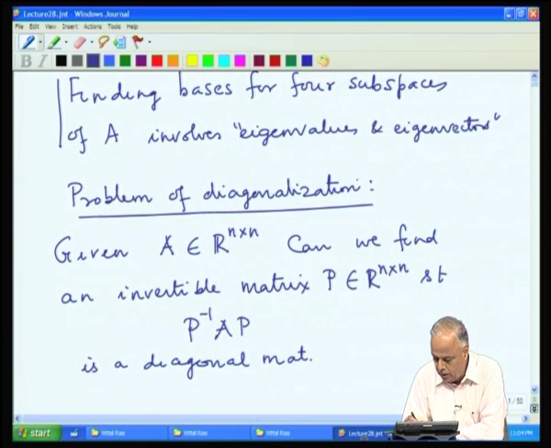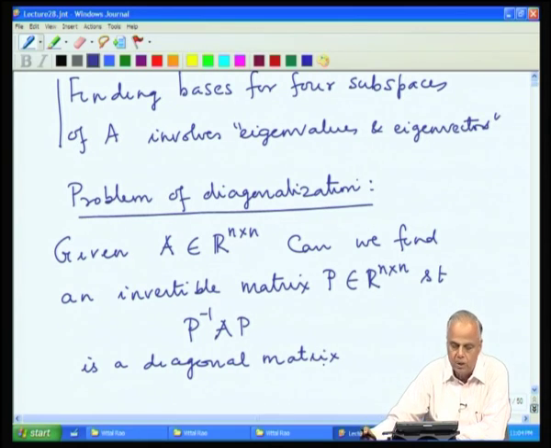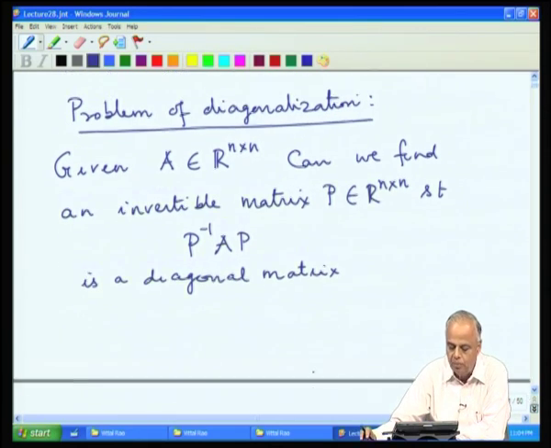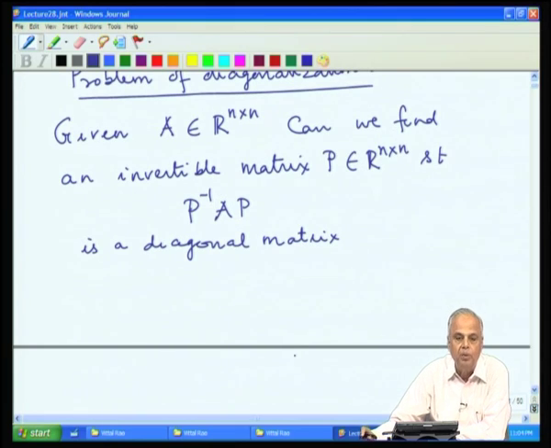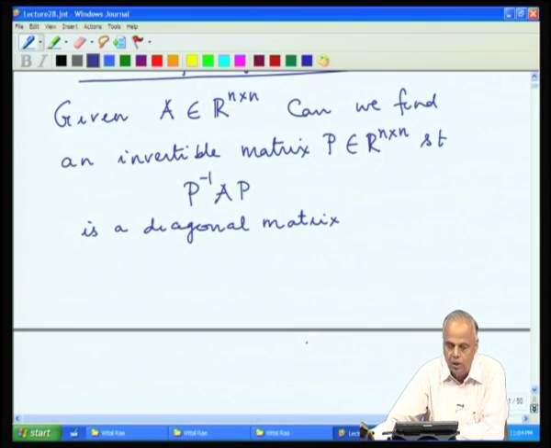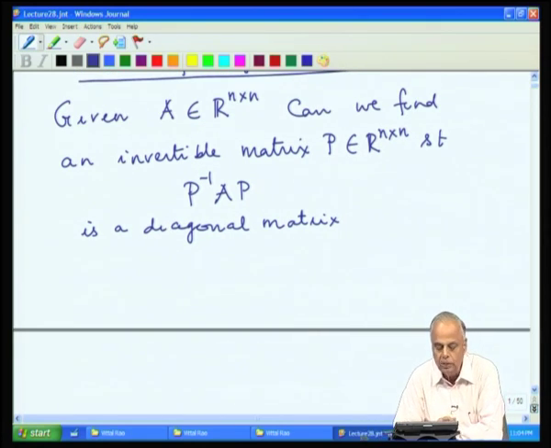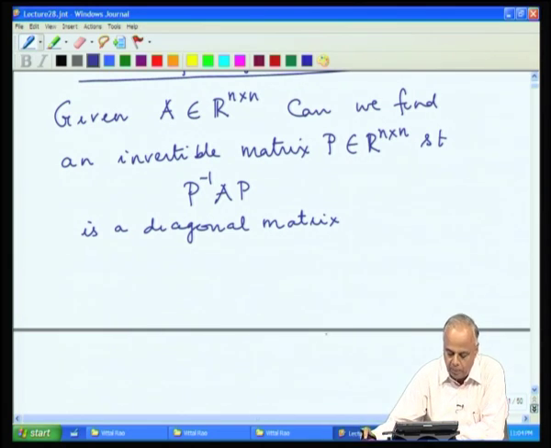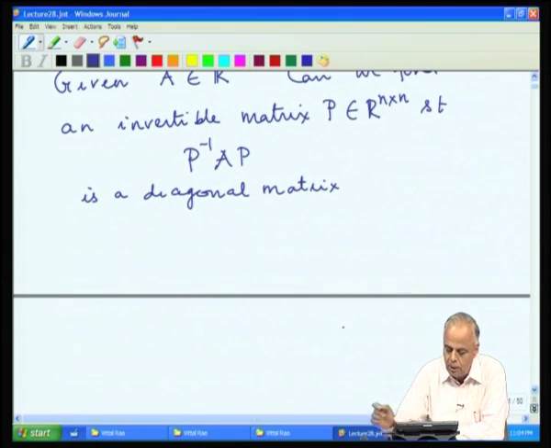We found that such a question arises from the type of change of variables that we want to introduce in a system of equations in order to reduce it to a diagonal system or an easy system. So, the question is, can we find a matrix P which converts A to a diagonal matrix by this transformation P inverse A P. Now, let us look at some examples.